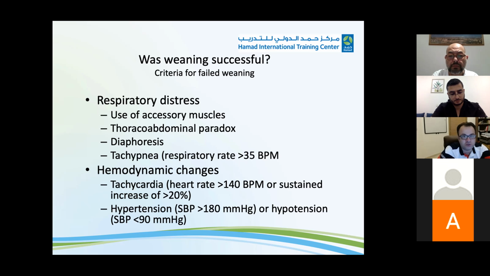You should stop the spontaneous breathing trial. Don't even wait for a blood gas. Now, if they are comfortable and their vital signs are stable, then you can say, okay, after 30 minutes or 1 hour, I'll do a blood gas. And if the blood gas looks good, then, actually, to be frank with you, I don't even think you need a blood gas.